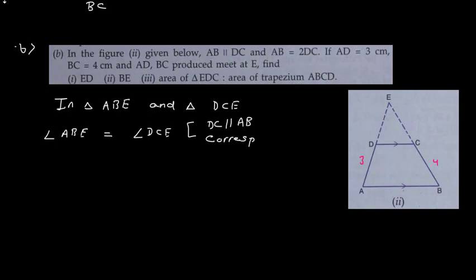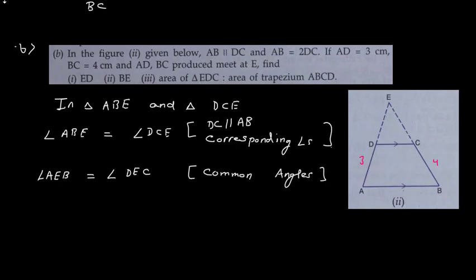Corresponding angles, right? Also angle AEB is equal to angle DEC. They are common angles. So therefore I will say that triangle ABE is similar to triangle DCE. So ABE is similar to this triangle DCE.